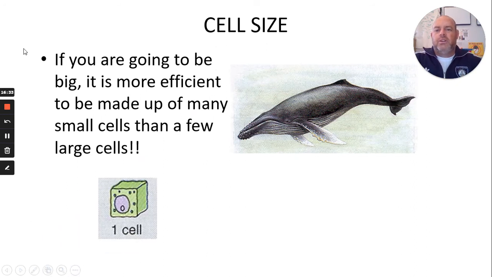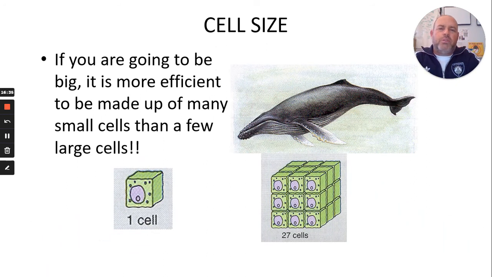So whether you're a person or whether you're a whale, it makes sense to have a lot of really small cells make us up so that our surface area to volume ratio stays good. We can get more nutrients in that way and more waste out, and they're just much more efficient. They operate much more efficiently at a smaller size than they do at a bigger size.